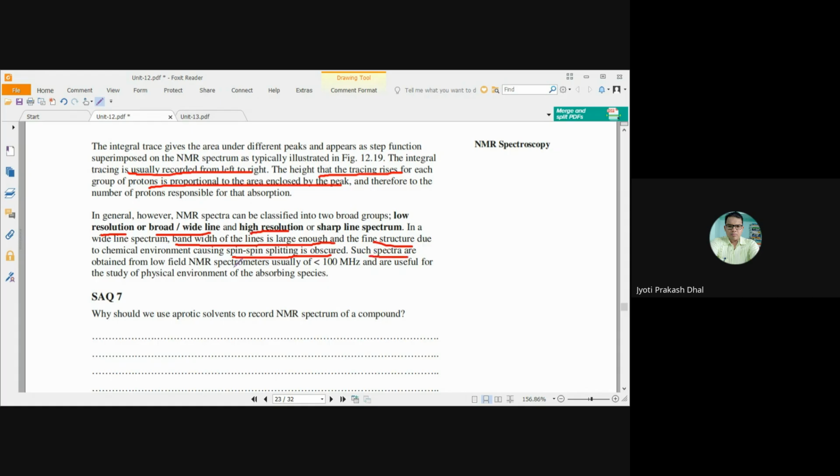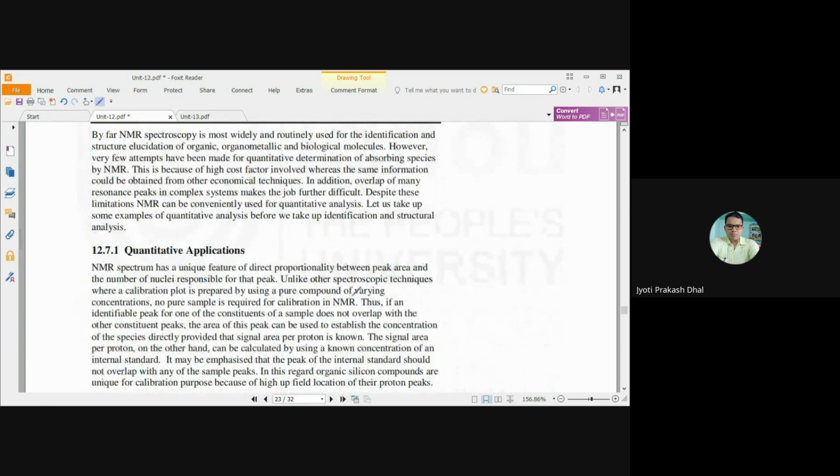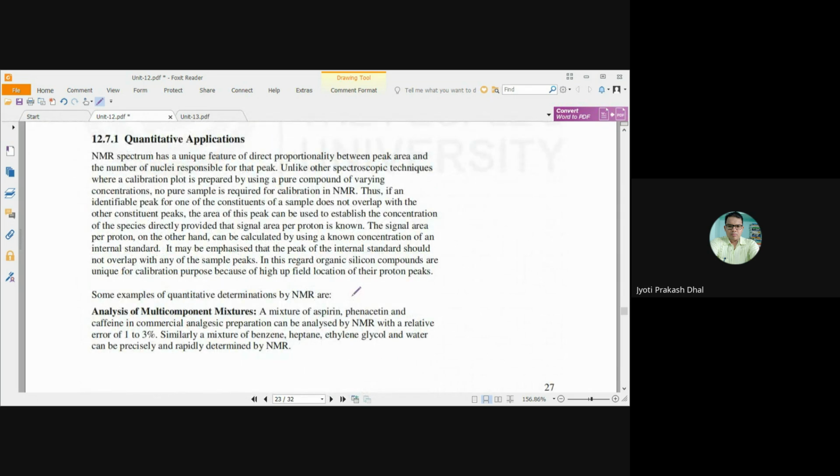And since the spectra is obtained from low field NMR spectrum, usually of less than 10 or 100 megahertz, and is useful for studying the physical environment and observing species. Now, application of NMR spectra. So it has quantitative application.